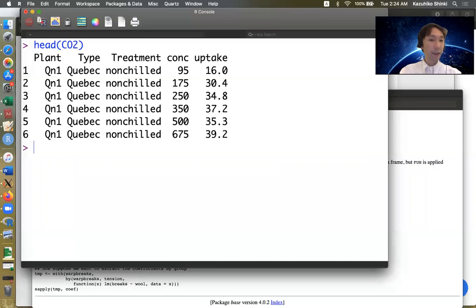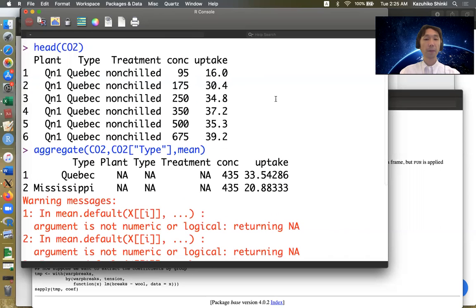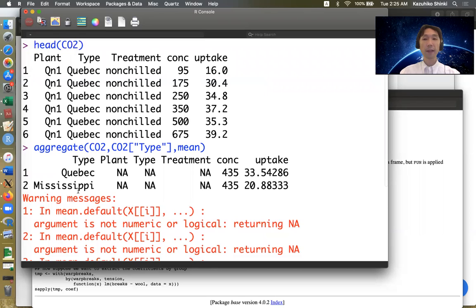And we would summarize the data by type, so Quebec and Mississippi. We would like to see the mean CO2 concentration and the mean uptake rate. Then we can use the aggregate function, CO2, type, then mean, any function you can put. And you can see by city, so by type, we can calculate the concentration and uptake rate.